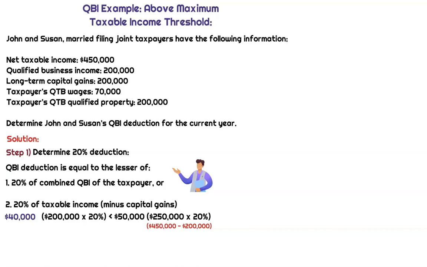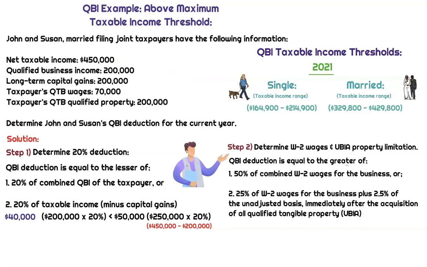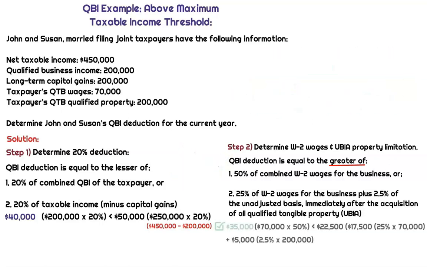Our tentative deduction is going to be $40,000, which is going to be the tentative amount that flows right into step 2. Right, the taxpayers made too much money, so the IRS is going to say, we're going to limit this even more. And that next limitation is going to be the greater of 50% of the combined W-2 wages for the business, or 25% of the W-2 wages, plus 2.5% of the tangible property. All right, so do they have wages? Yes, they do. There's $70,000 worth of wages. Does the QTB have qualified property? Yes, it does. So we have the information we need.